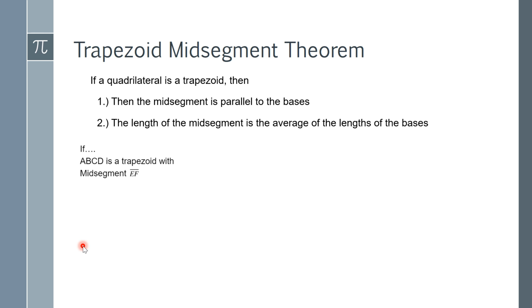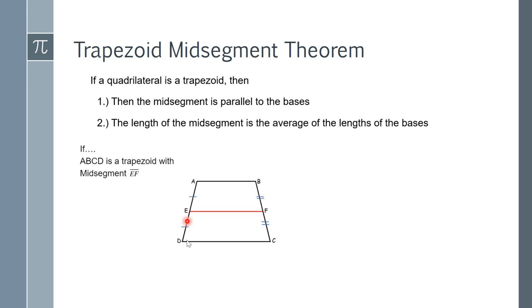If we have trapezoid ABCD, and we have a mid-segment of EF, just like this. So here's our trapezoid, and here's our mid-segment. You'll recall that a mid-segment, when we talked about triangles, connects the midpoints of these legs. So in other words, these two sides have to be the same measure, and so do these two. BF and FC would have to be the same measure. AE and ED would have to be the same measure. So the mid-segment connects the midpoints of sides.